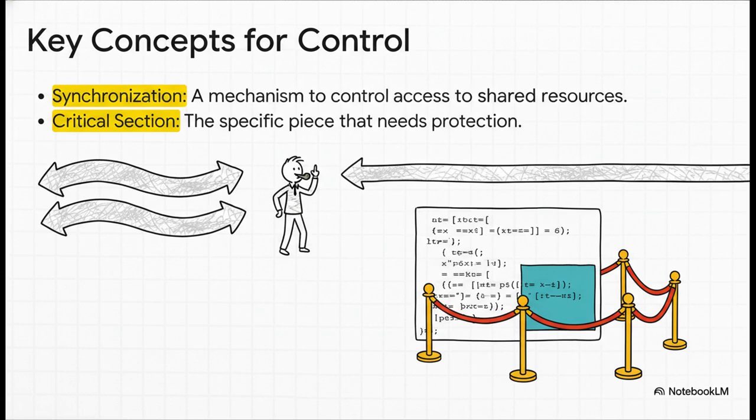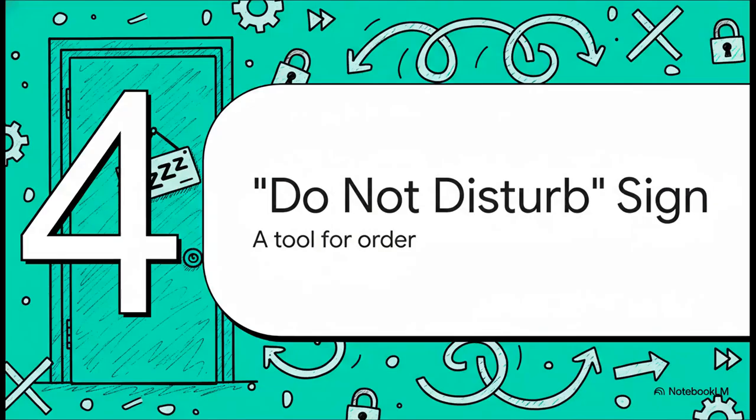The whole goal is to protect what's known as the critical section. And that's just a fancy term for that specific chunk of code, like the part that updates the bank balance, that absolutely cannot be run by two tasks at the same time. And the first tool we have for this is just beautifully simple. I want you to think of it as a do not disturb sign, but for your code.